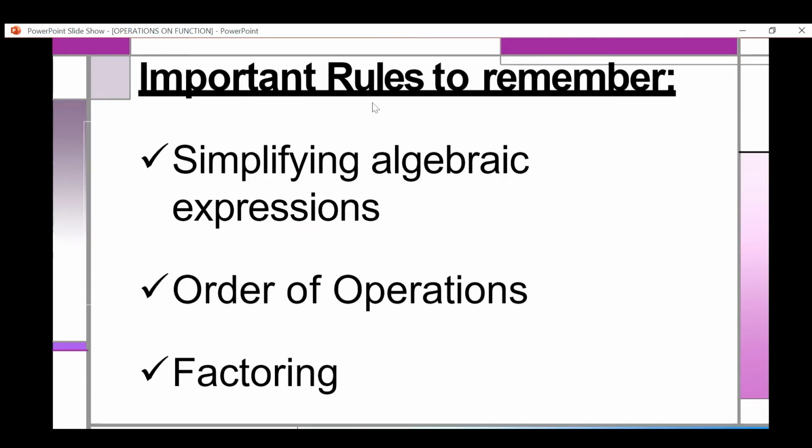So, bago tayo magsimula, class, recall muna natin yung ilang math rules para mas madali nating magawa yung skills na ituturo ko sa inyo ngayon. So, meron tayong tatlong important rules. We have three important rules to remember. So, the first one is simplifying algebraic expressions, and then order of operations, and factoring.